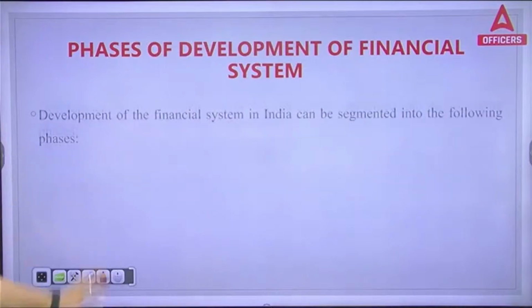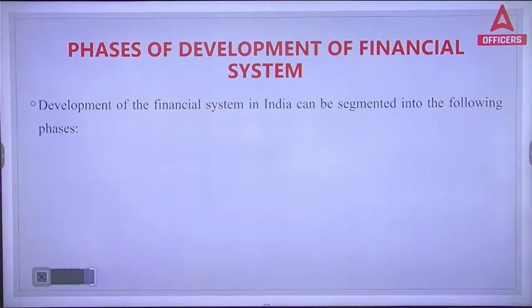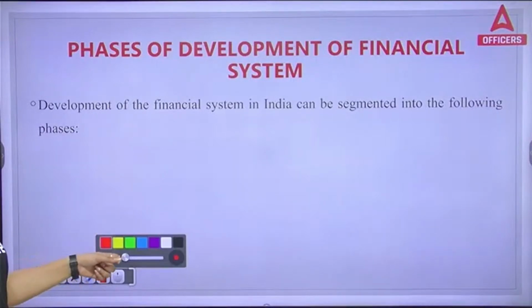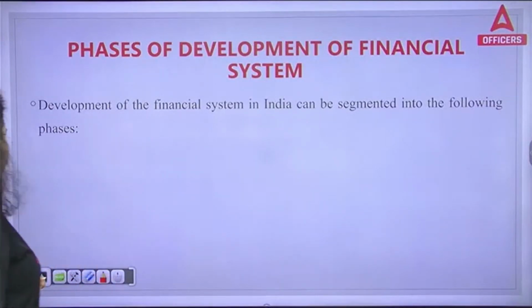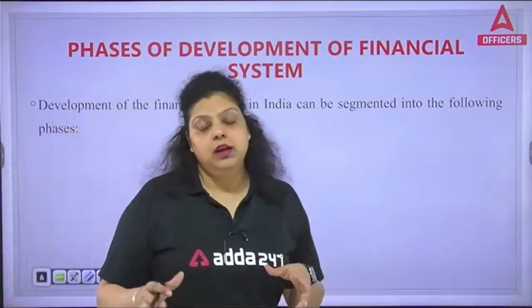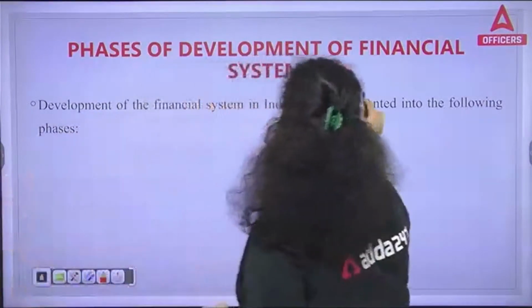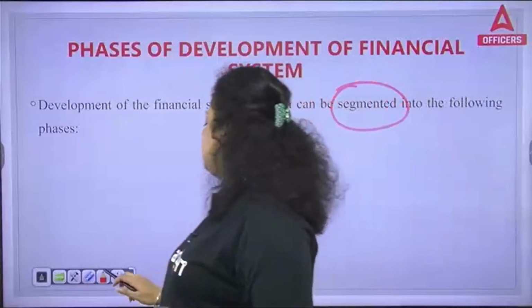Now the phases. If we talk about the development of the financial system in India, it has been divided, or I can say segmented, into certain phases. It means phase 1, phase 2, phase 3. Accordingly, it has been divided. So there are certain phases that have been segmented to develop the financial system.